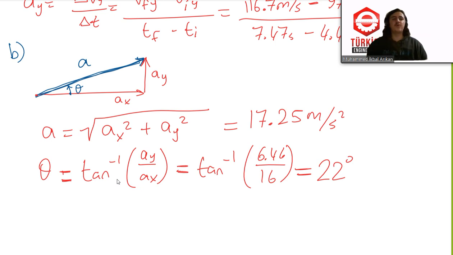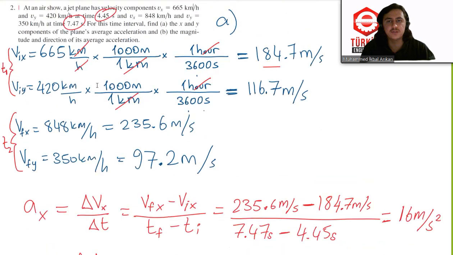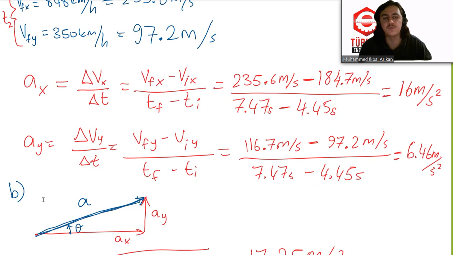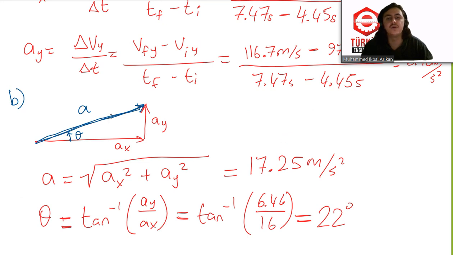So this problem is completed. Actually, you will start by analyzing the velocity changes in x and y, then find acceleration in x and acceleration in y. Then you can calculate your resultant acceleration. What is your total acceleration? Then just use some basic trigonometry to find your angle theta.